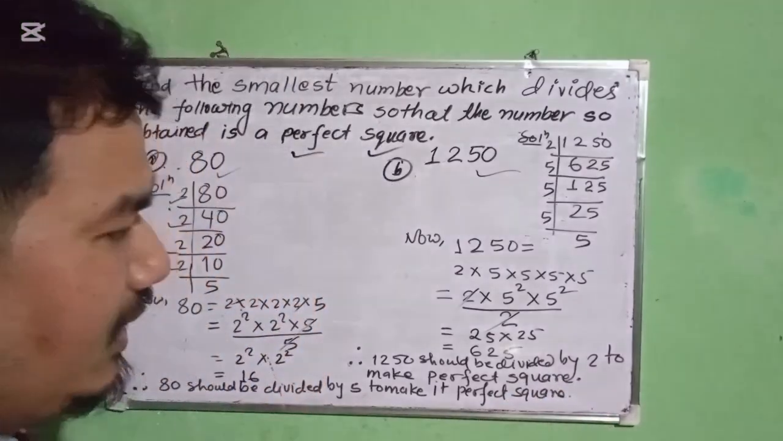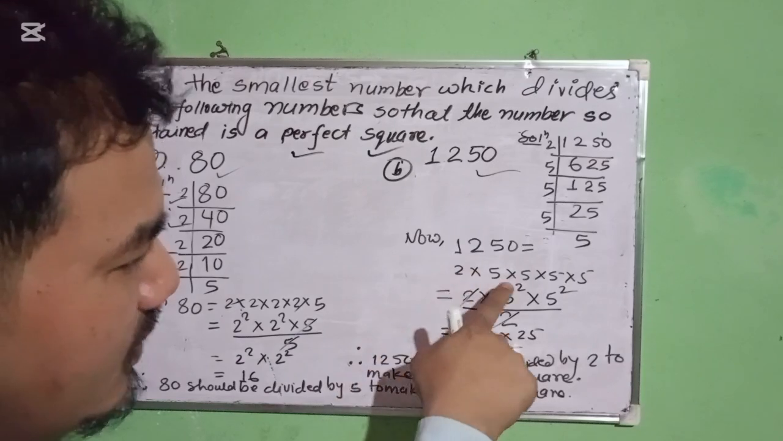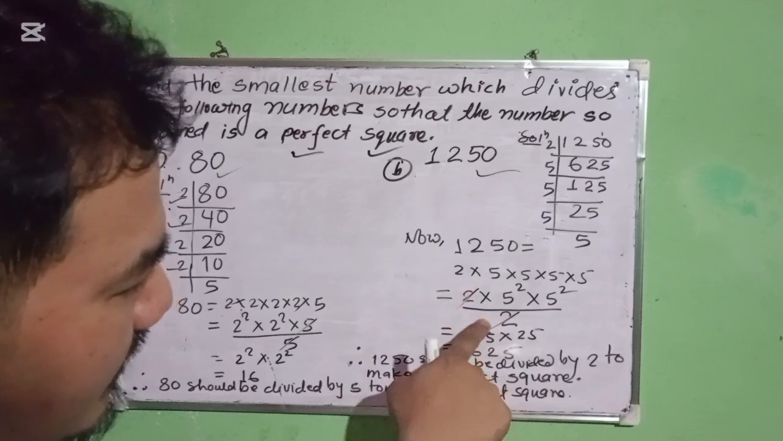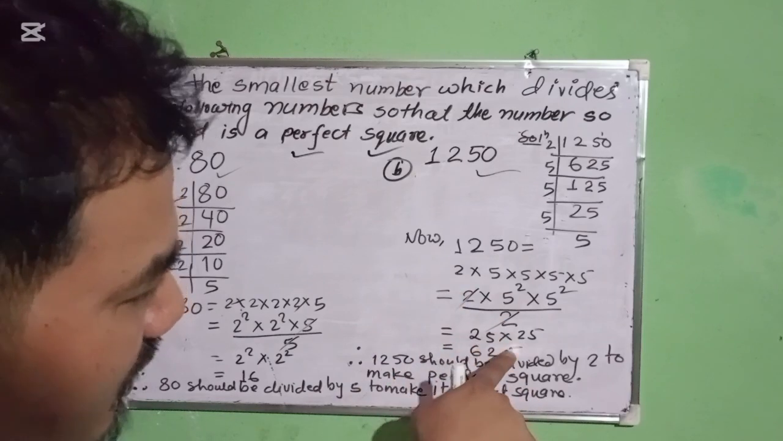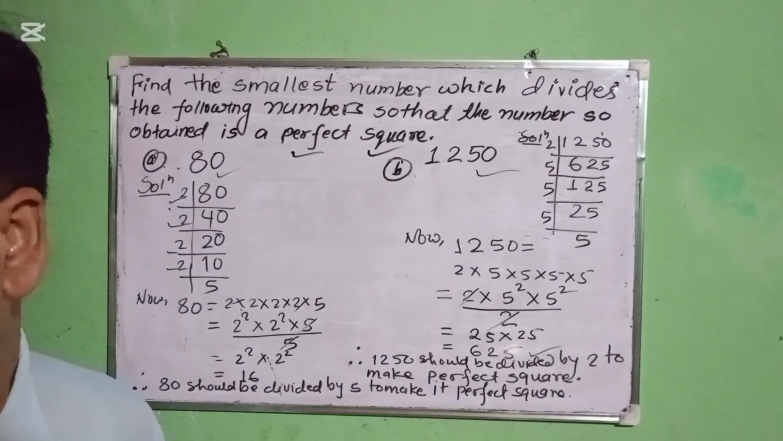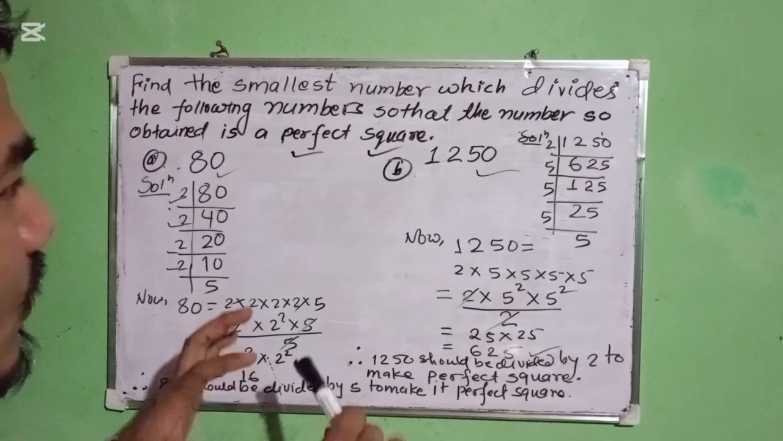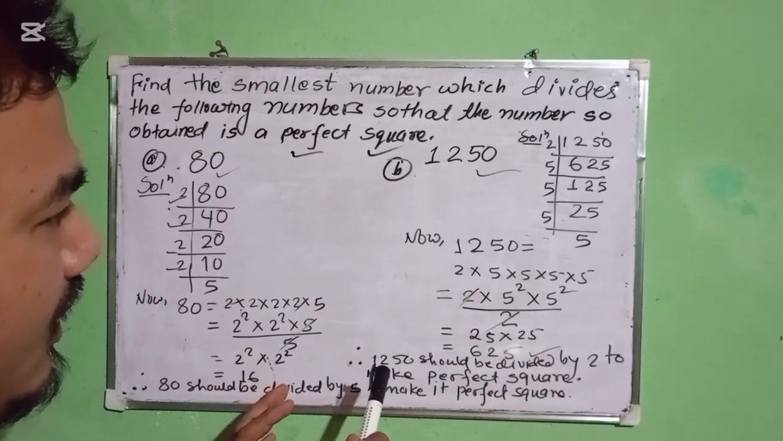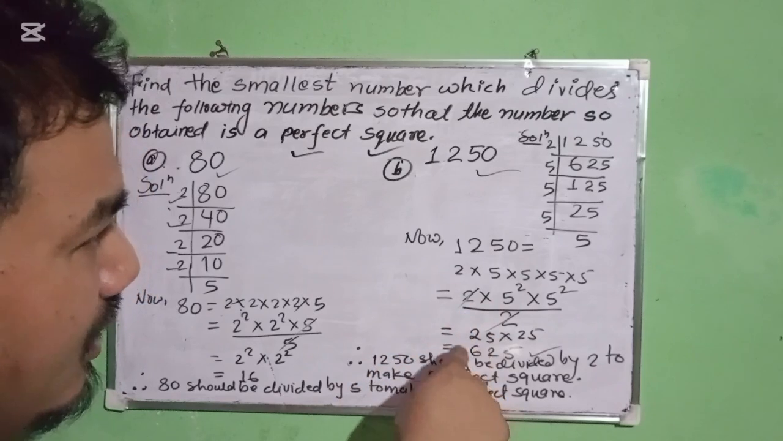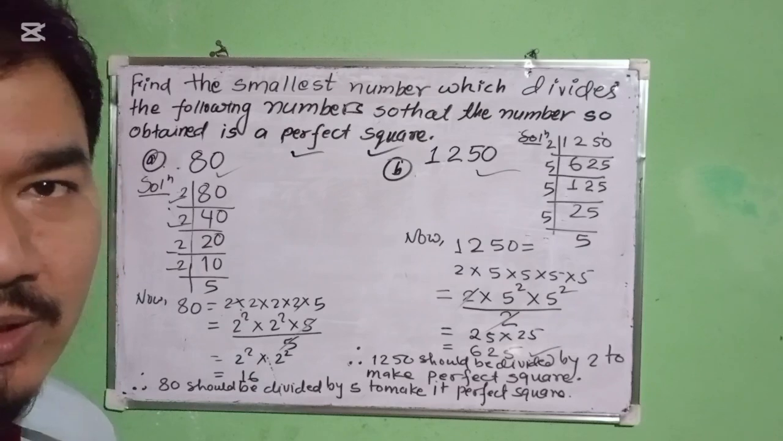Okay, when we divide this by 2, because this 2 has not been expressed in square form, that's why if you cancel this by dividing by 2, the remaining number, there is 25 and 25, 625, this will come in perfect square. Okay, this is the way by which we solve this type of question. And we know the smallest number by which we divide, and the remaining obtained number is the perfect square.